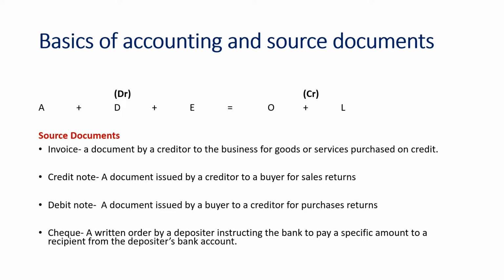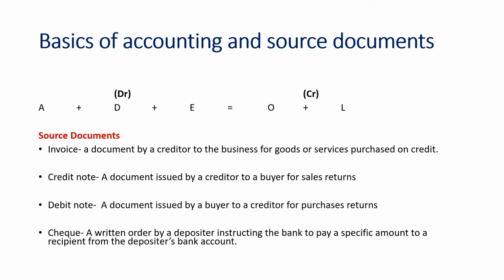We have the invoice, which is a document issued by a creditor to the business for goods or services purchased on credit. So let's say you have a business and you buy your goods to sell from a farmer, maybe in Cape Town, as an example. That farmer is your creditor. Because the farmer is your creditor, when you buy from the farmer on credit, the farmer will give you what? The invoice. Do you understand that?